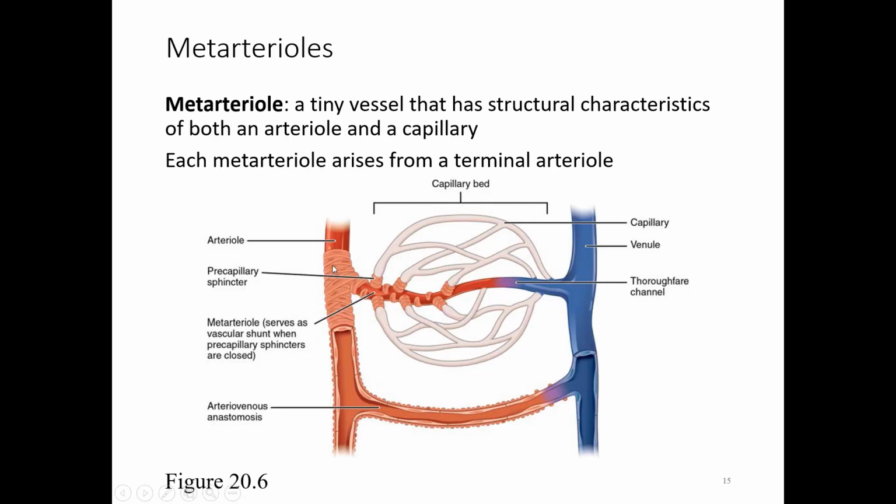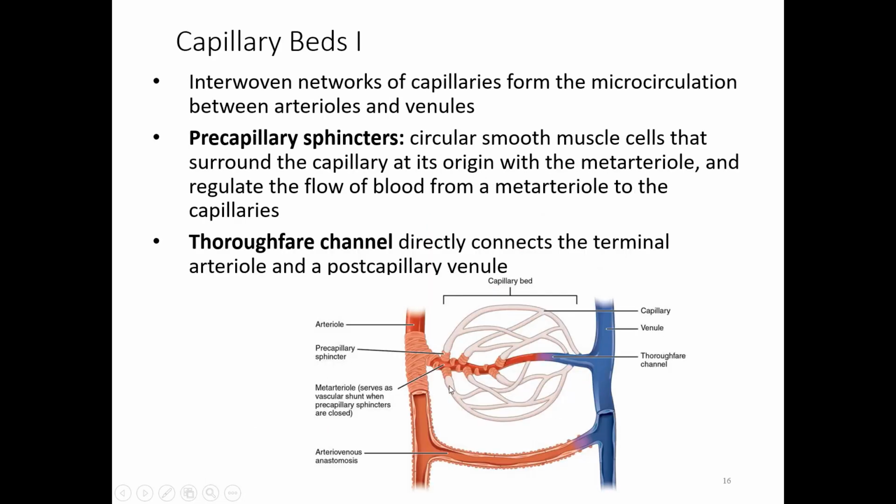Metarterioles are tiny vessels that originate from arterioles right here. Here they are. That is a metarteriole. They arise from terminal arterioles. Metarterioles have a lot of precapillary sphincters. All those capillaries originating from metarterioles are regulated by the precapillary sphincters.